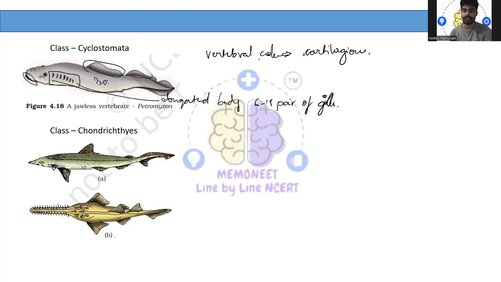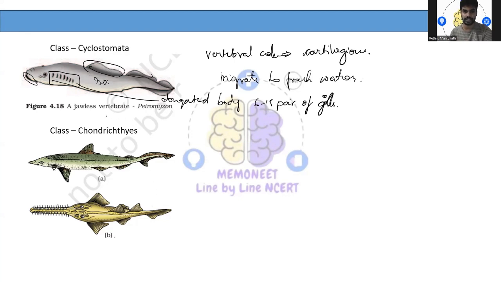Then their circulation is again a closed type of circulation, and they are marine. But to produce offspring, they migrate to fresh water, and there breeding takes place, and they'll stay there some days. Once the progeny or offspring have been produced, they are going to die there itself. Their larva, after metamorphosis, will return back to the marine habitat. So this is all about the cyclostomata.